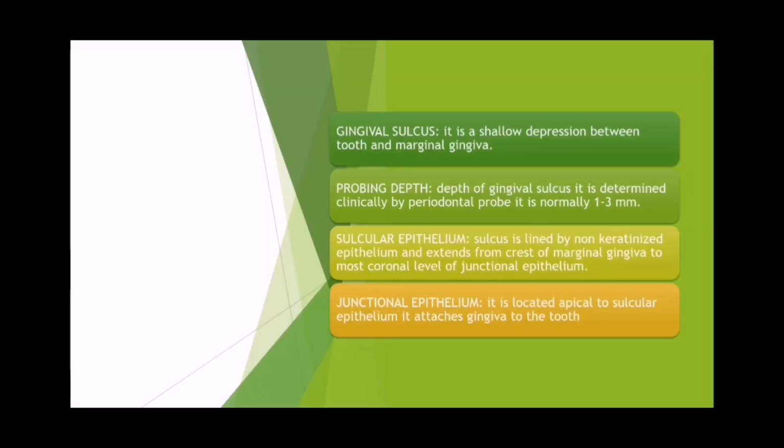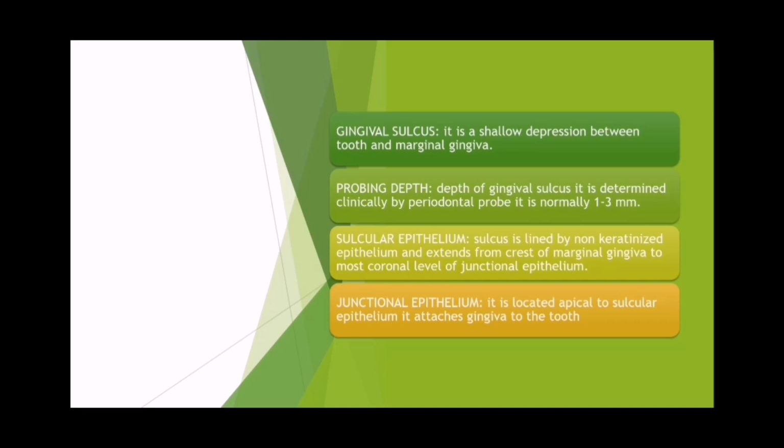Gingival sulcus is a shallow depression between the tooth and the marginal gingiva. The probing depth of the gingival sulcus is determined clinically by a periodontal probe. It is normally 1 to 3 millimeters.